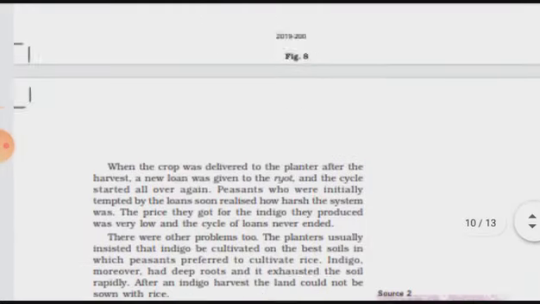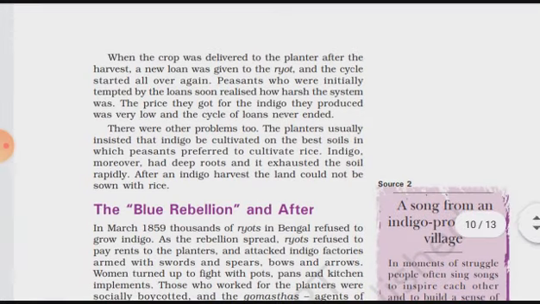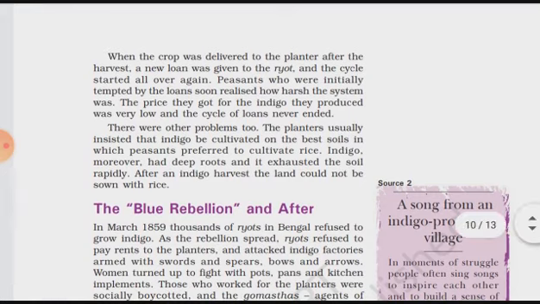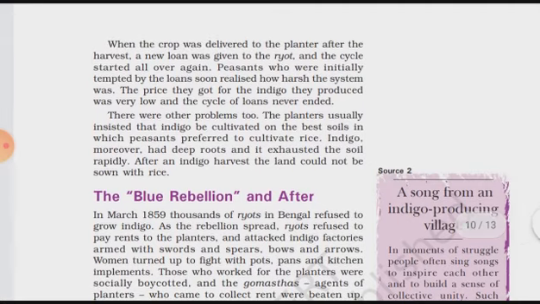Then after, when the crops were delivered to the planter after the harvest under the rayati system, a new loan was given to the rayats. If you have harvested the particular crop, that is indigo, and delivered it to the planter, a new loan, new cash, was given by the planters to the rayats. And the cycle started all over again, and the same process continued. Peasants who were initially tempted by the loan soon realized how harsh the system was.